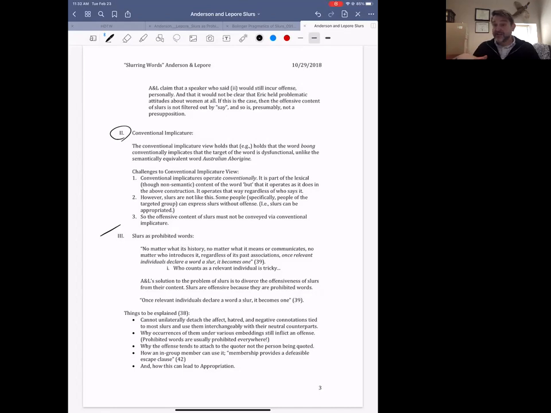This view also nicely explains how it is that slur words can be used by in-group members. Maybe the prohibition says, no out-group members use this word, but we could use this word, right? That's a viable prohibition that someone might put forward. And so that suggests why in-group members maybe can use a slur word that out-group members can't.